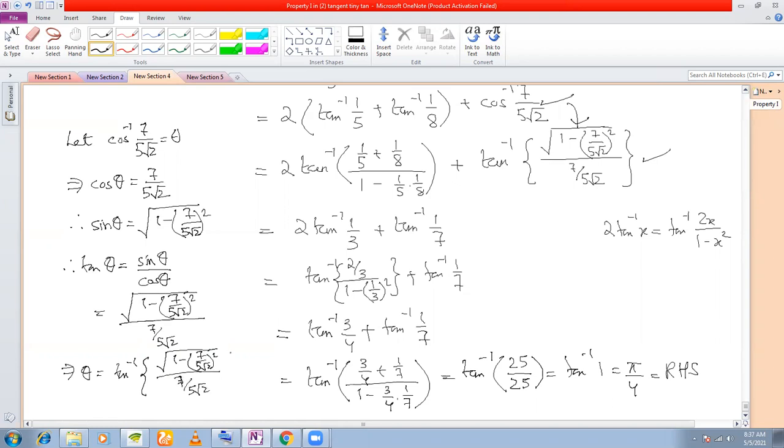Clear with this? If you are not able to do this directly, you can attempt this, but not in rough. You can take theta equal to cos inverse just below, and then again start from the left hand side. Is it absolutely clear? Okay, so I'll stop here.